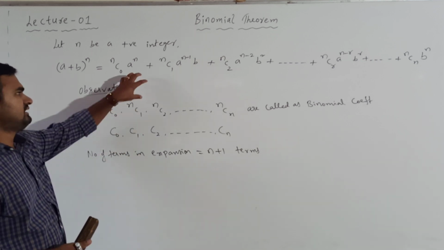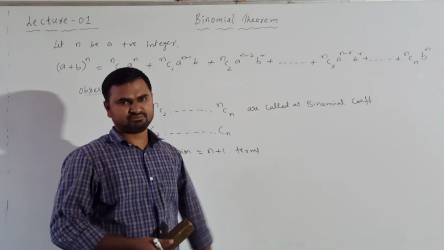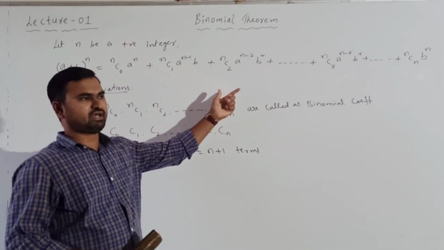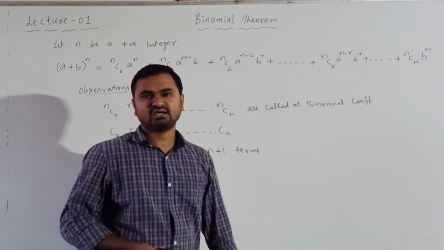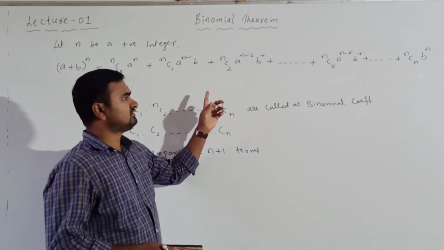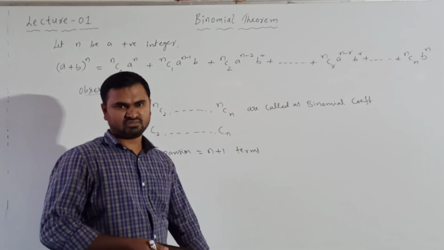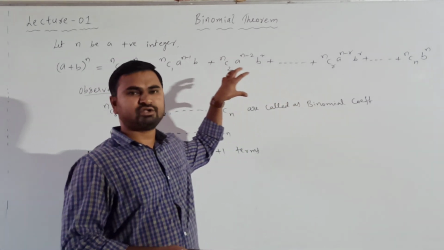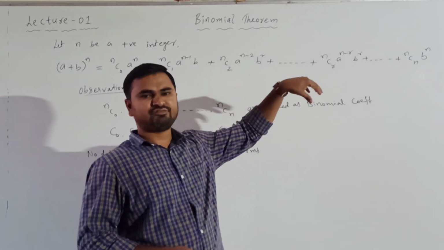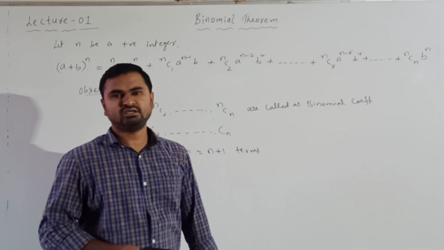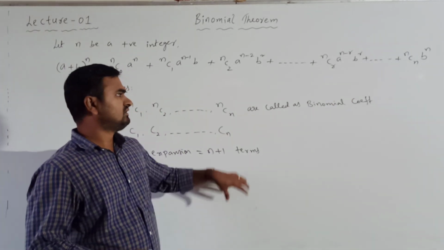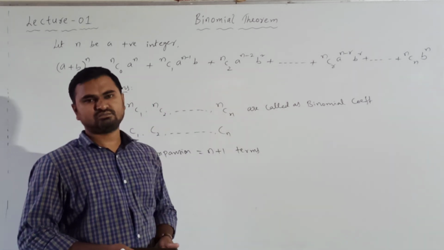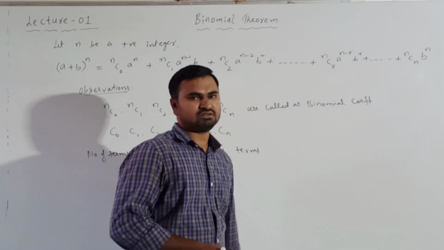Suppose I want to find some particular term in the expansion. Suppose the power is given as 20. So power 20 means we are having 21 terms. Now in those 21 terms, suppose I want to find the 15th term. In that case, do we have to expand all the terms and find the 15th term? Again it will be lengthy. So in such a case, we will use one formula, that is the general term. Using the general term, we can directly find whatever term is required.